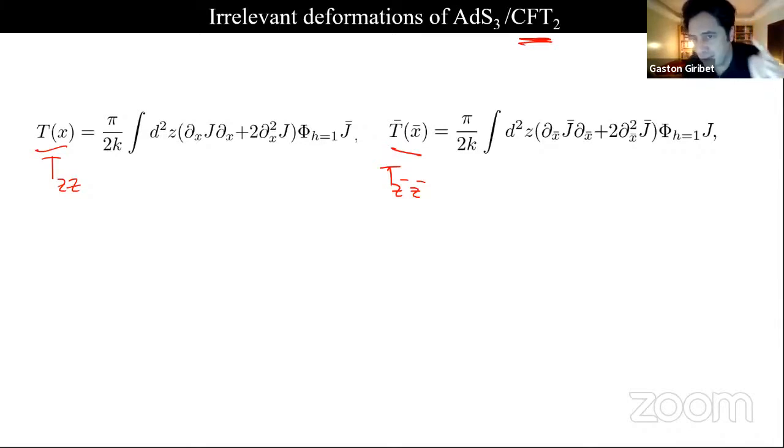It doesn't mean that in the dual CFT it will induce a marginal deformation. Actually, it will induce an irrelevant deformation. But from the worldsheet point of view, it's marginal. This will be interesting, okay? But which is this deformation? It's a kind of single trace version of TT bar.